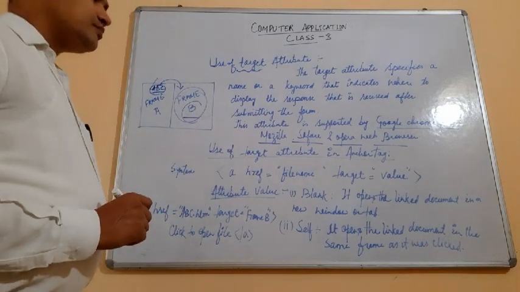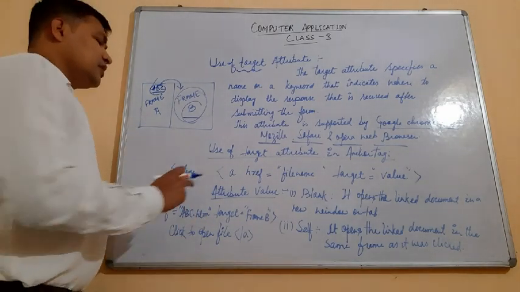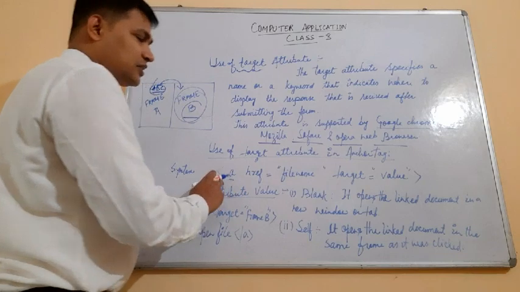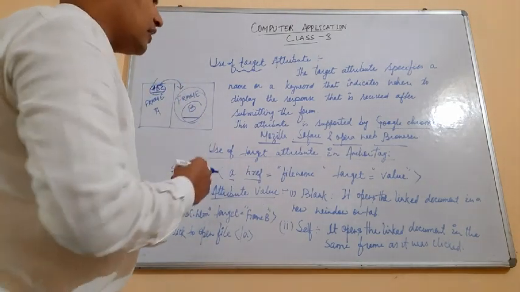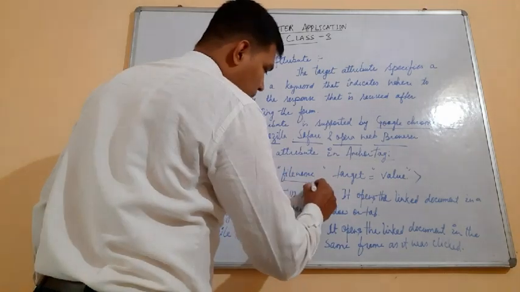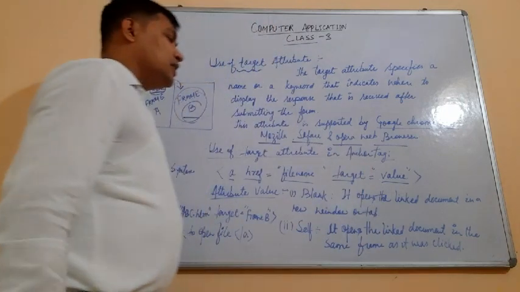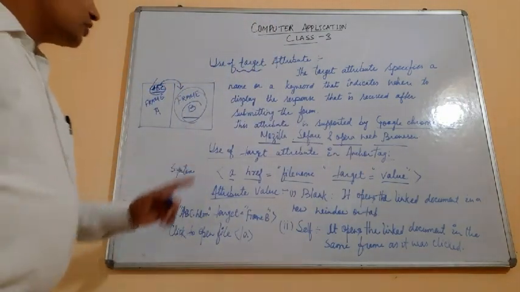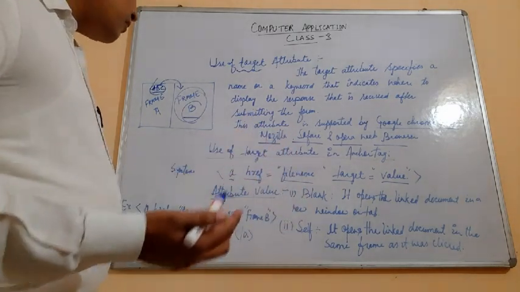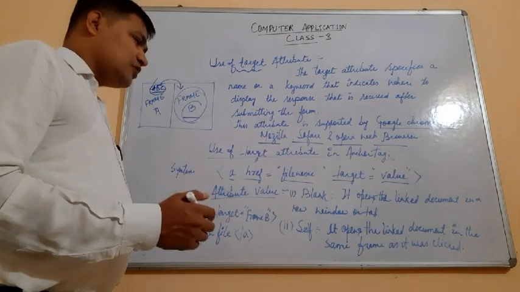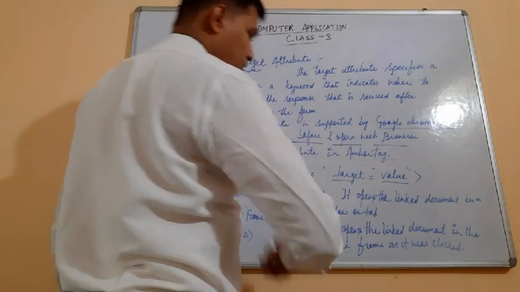Students, if you want to define the target, how can you define it? I have given a syntax. First of all, you open the anchor tag, then you define the href, because href defines the name of the file. I just have to name the file, and then after that the target and then the value. So students, you must understand the different types of value. There are various types of value, but in this video I have discussed only two things. First is blank and second is self.